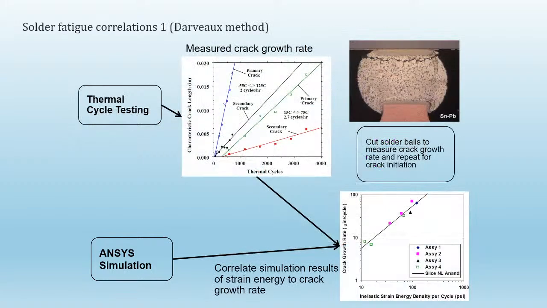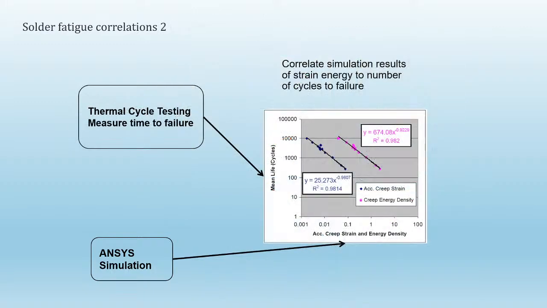But if you want to make a generic model that applies to this solder for all sizes of BGAs, then we would need to do more testing. So again, depending on what kind of correlation and facilities you have available, 1 or 2 may be useful.